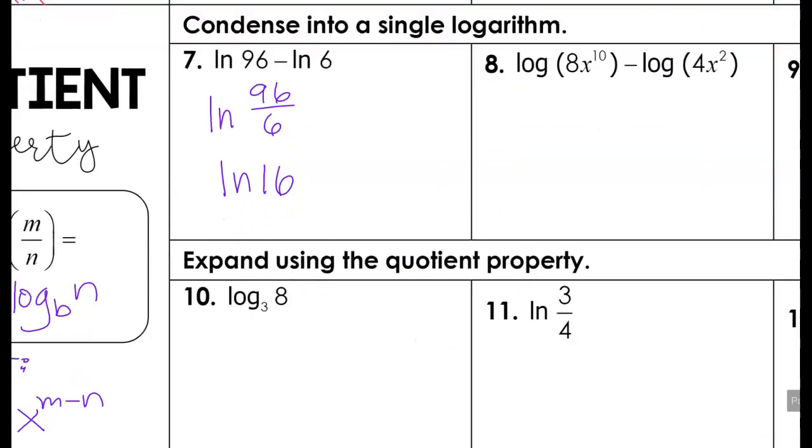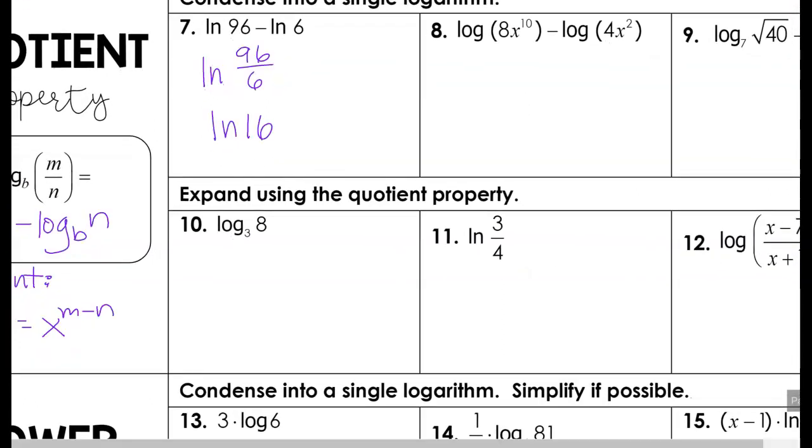On number 10, how would you expand log base 3 of 8? How could I expand that into two logs? Yes, you can make 8 be division by making it 16 over 2 instead. And then we can do log base 3 of 16 minus log base 3 of 2. You need to expand it out. Why did you do this? This is so excellent.